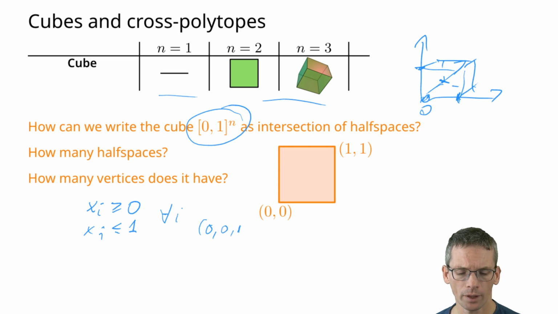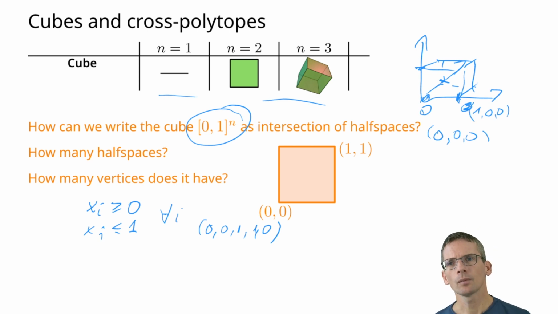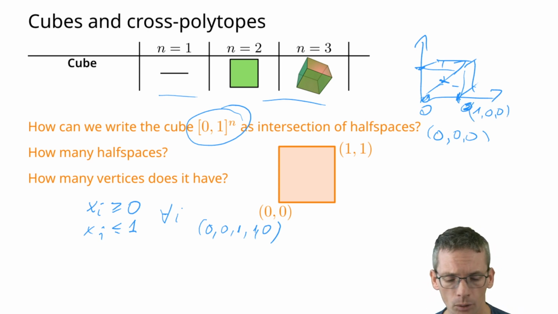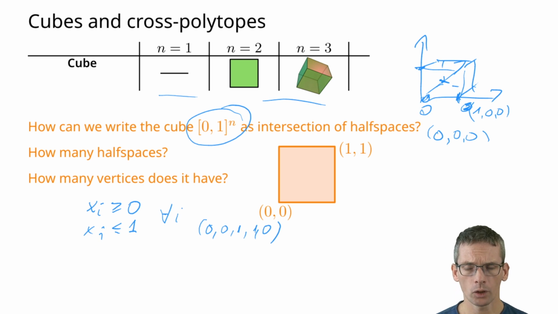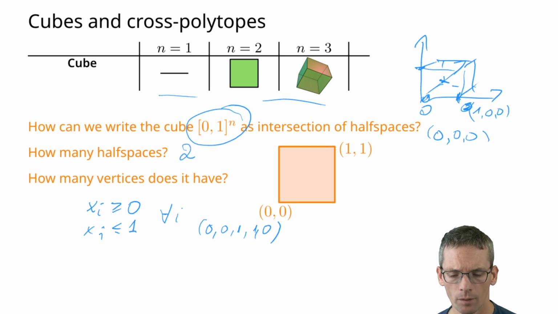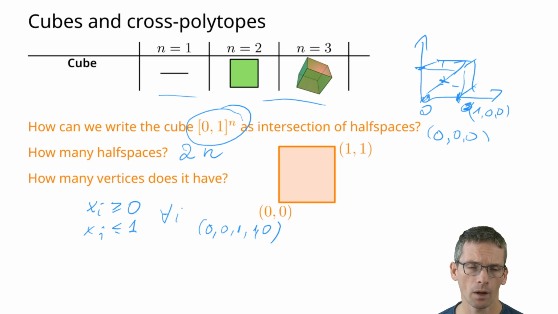Any 0, 1 vector, let's assume we're looking at a 5-dimensional cube here, is a corner of the cube. So in my 3-dimensional example, I have triples, so I have 0, 0, 0 down here. Here I have, let's say this is coordinate 1, so it would be 1, 0, 0, and so on. So how many half spaces do I need to define this cube? For each dimension, 2. So if n is my dimension, I have 2n half spaces.